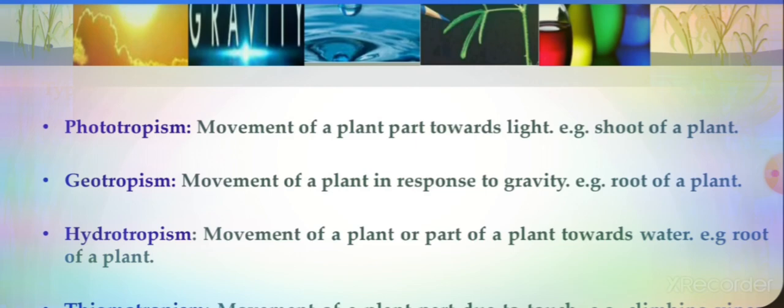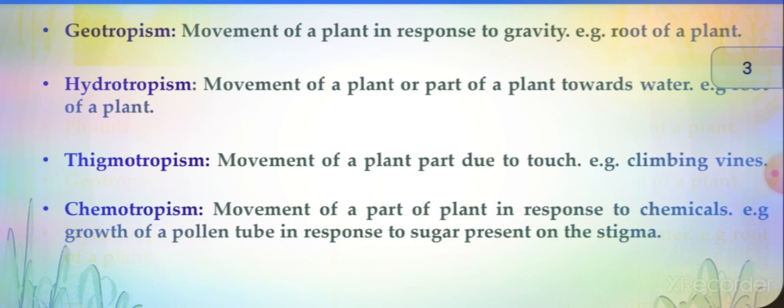In this slide, you can see phototropism, movement of a plant part towards light. Example, shoot of a plant. Geotropism, movement of a plant or a part of the plant in response to gravity. Example, root of a plant. Hydrotropism, movement of a plant or part of a plant towards water. Example, root of a plant, root hairs. Thigmotropism, movement of a plant part due to touch. Example, climbing vines. Chemotropism, movement of a part of a plant in response to chemicals. Example, growth of a pollen tube in response to sugar present on the stigma.